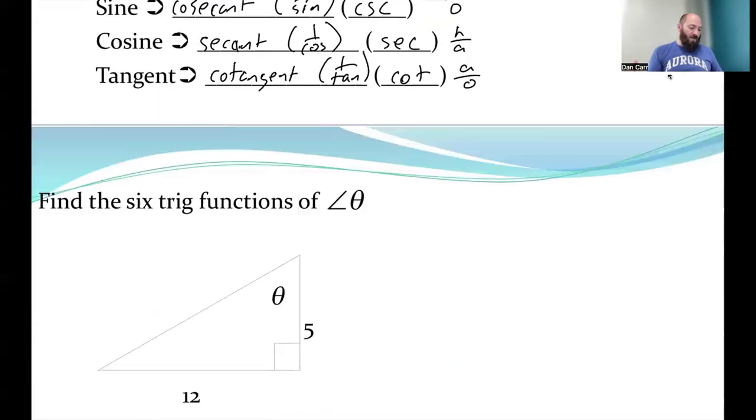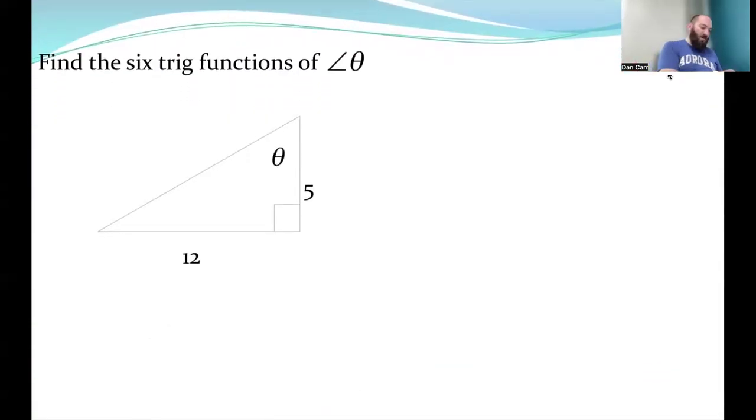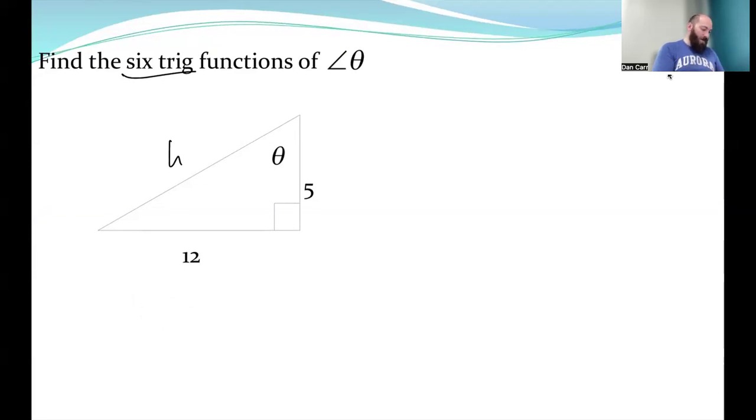Okay, so let's take a look at that as an example here. We're going to find these 6 trig functions of theta. First thing I need to do is find the hypotenuse, so that'll be this h right here. Because we have a right triangle, we can do Pythagorean theorem. So 5 squared plus 12 squared is equal to h squared. Now go through the normal solving process, but this is a Pythagorean triple, 5, 12, so h is going to come out to 13 here.